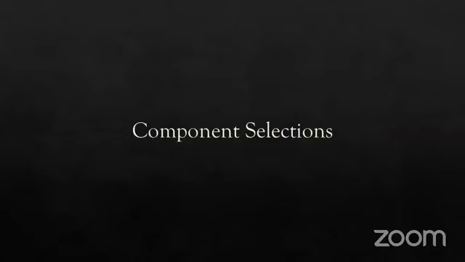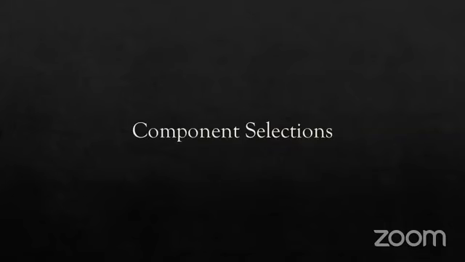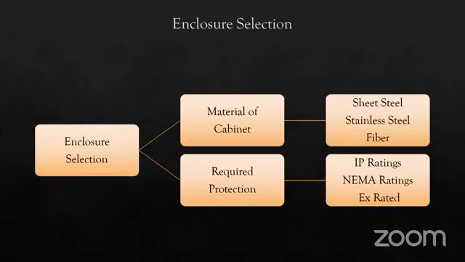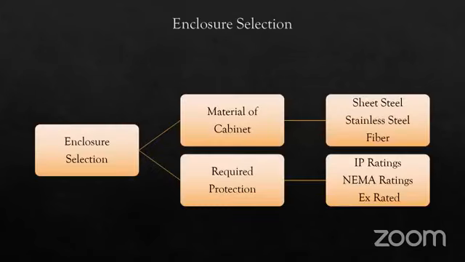And then we move to the component selection. After the single line diagram or initial sketch, we will move to the component selection. The component selection is a very important topic here for the control panel design. In the component selection, there are various components. Like for the electrical control panel, there is an enclosure, that is the cabinet that we call. So we will move one by one through the components.